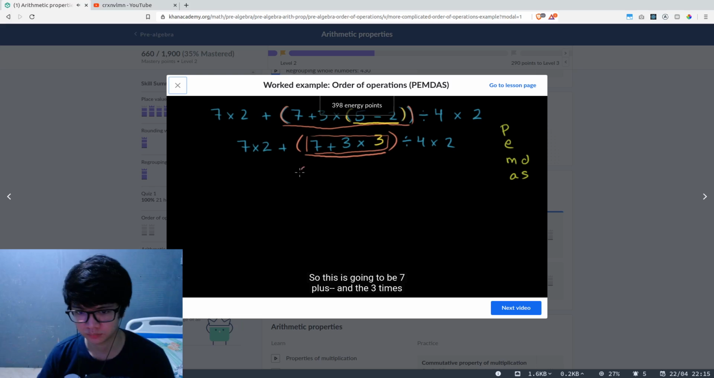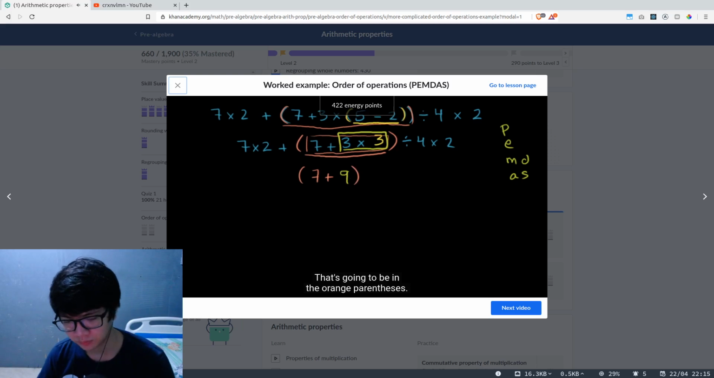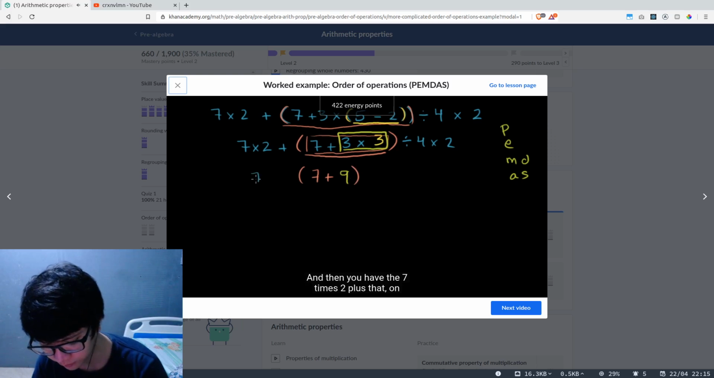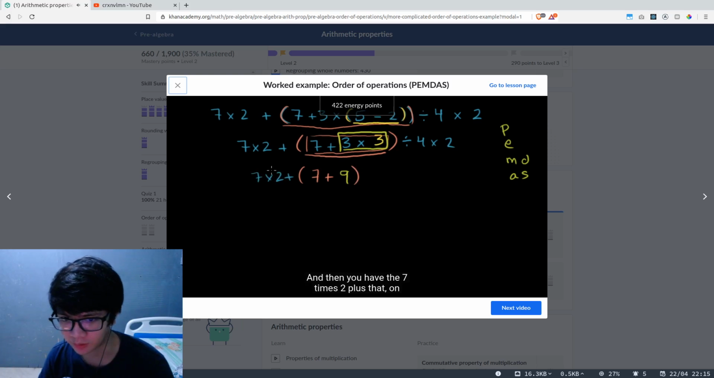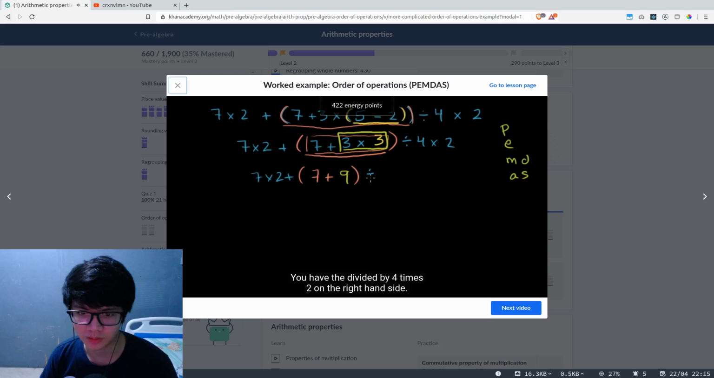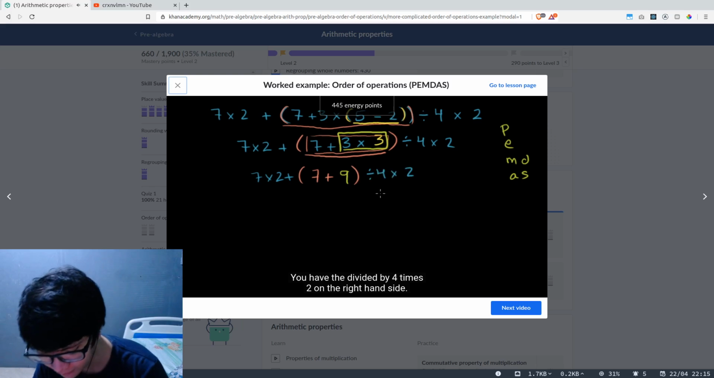So this is going to be 7 plus, and the 3 times 3 we want to do first. We want to do the multiplication first. 7 plus 9. That's going to be in the orange parentheses. And then you have the 7 times 2 plus that on the left-hand side. You have the divided by 4 times 2 on the right-hand side.